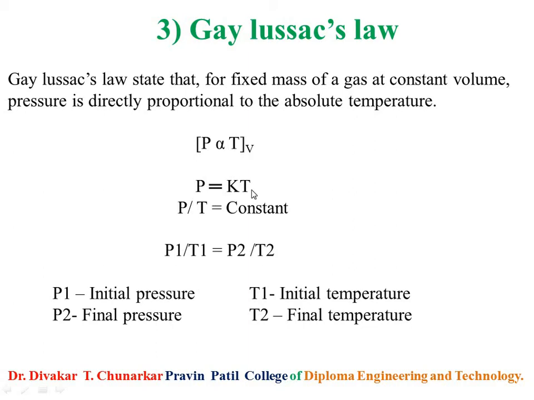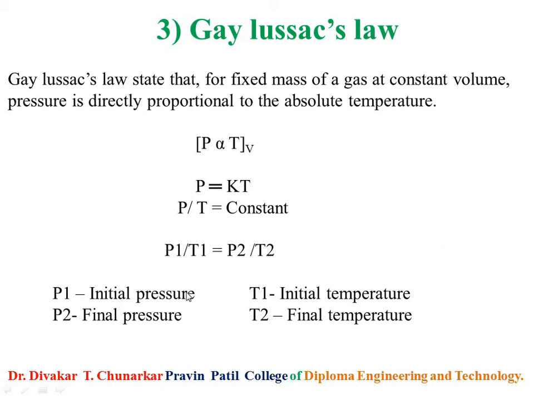So P equal to KT, where P is the pressure, K is the constant, and T is the absolute temperature. Gay-Lussac's law states that for a fixed mass of a gas at constant volume, pressure is directly proportional to the absolute temperature. Therefore we can write the proportionality equation P proportional to T at constant V, P equal to KT, or P upon T equal to K, a constant. Here P1 upon T1 equal to P2 upon T2.